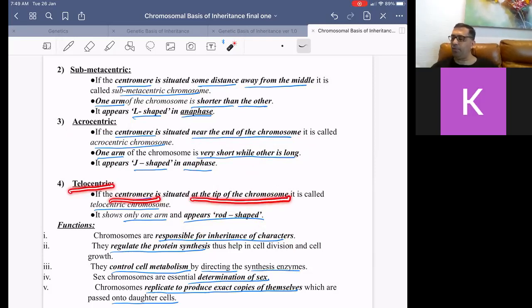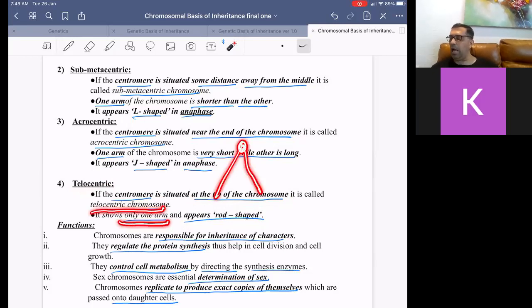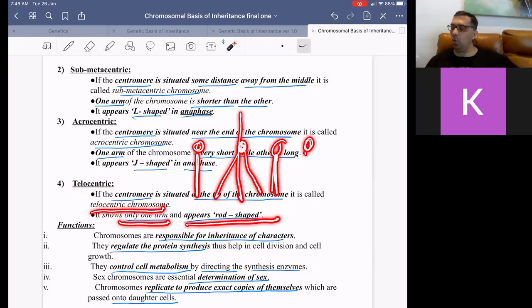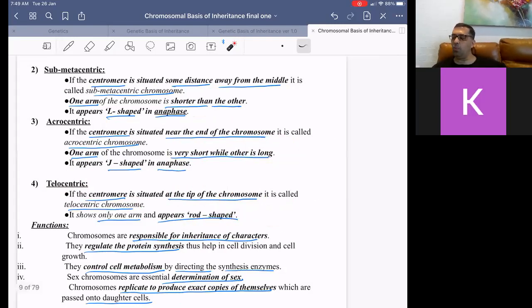And telocentric: if the centromere is situated at the tip of the chromosome, it is called telocentric. It shows only one arm and appears rod-shaped. In anaphase, when the centromere splits, the chromatids will appear rod-shaped. So these are the types of chromosomes.